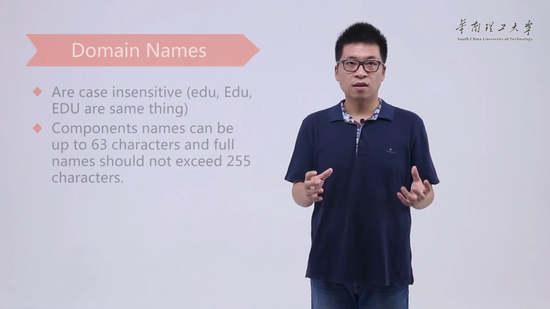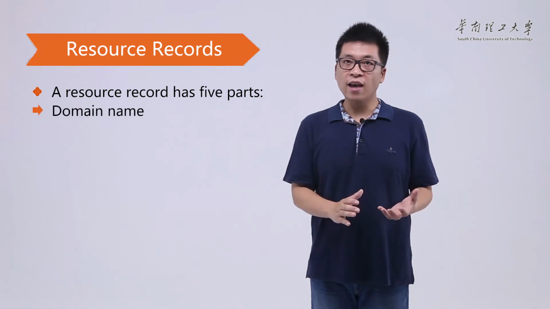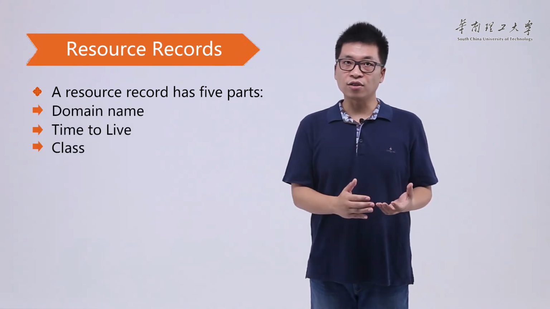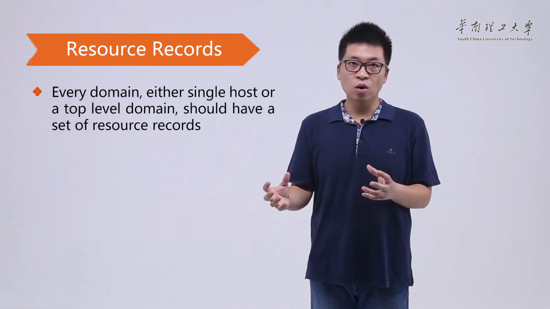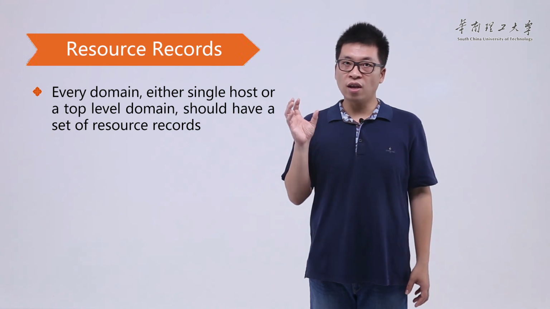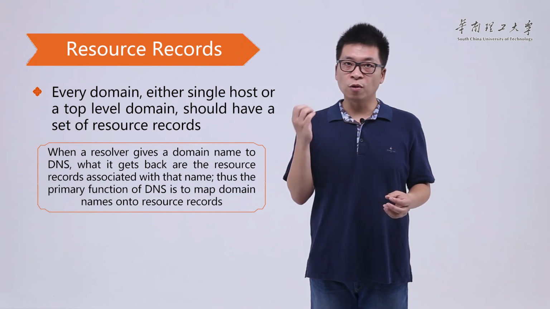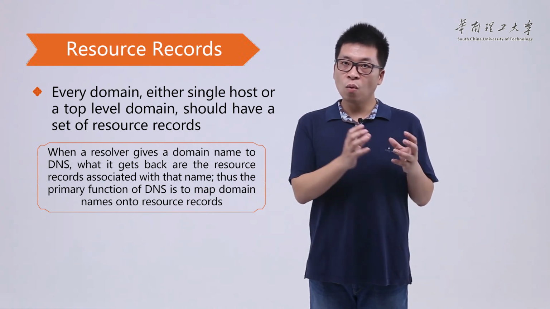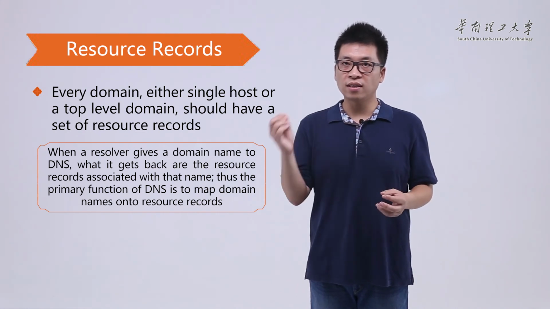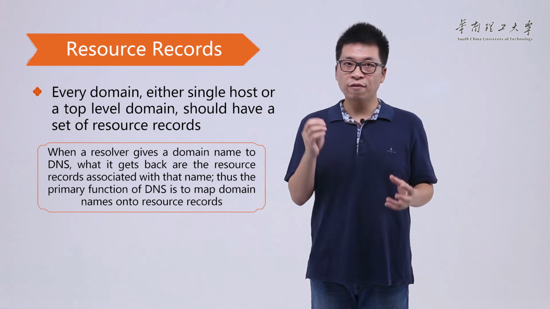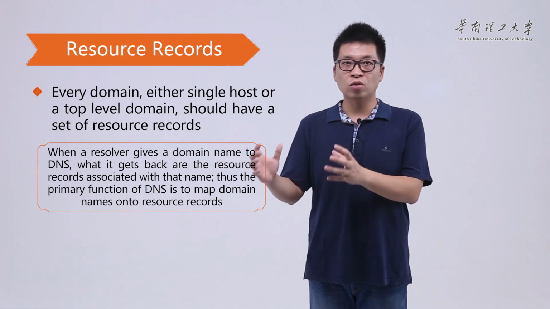255 characters. A resource record has 5 parts: domain name, time to live, class, type, and the value. Every domain, either a single host or a top-level domain, should have a set of resource records. When a resolver gives a domain name to DNS, what it gets back are the resource records associated with that name. Thus, the primary function of DNS is to map domain names onto resource records.